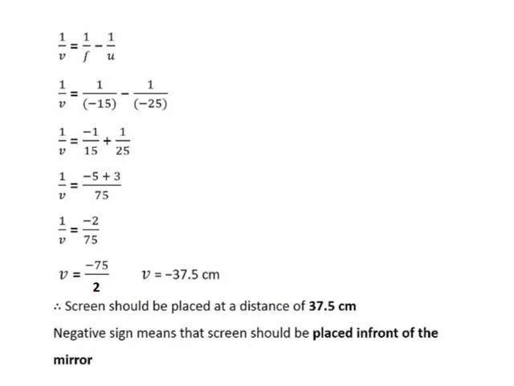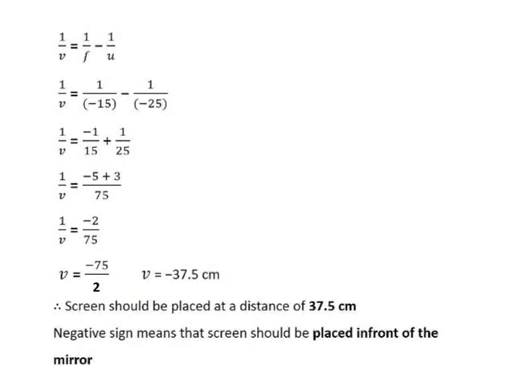Now take the LCM and simplify. You will get 1 by v is equal to minus 2 by 75. Therefore v will be minus 75 by 2, which is equal to minus 37.5. So what does this minus sign indicate? The minus sign indicates that the image is obtained on the left side of the mirror. So when it is obtained on the left side, it must be real.